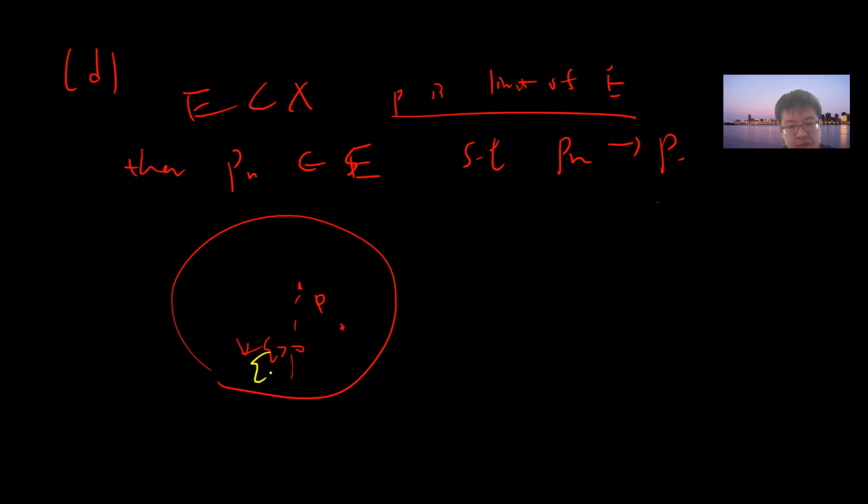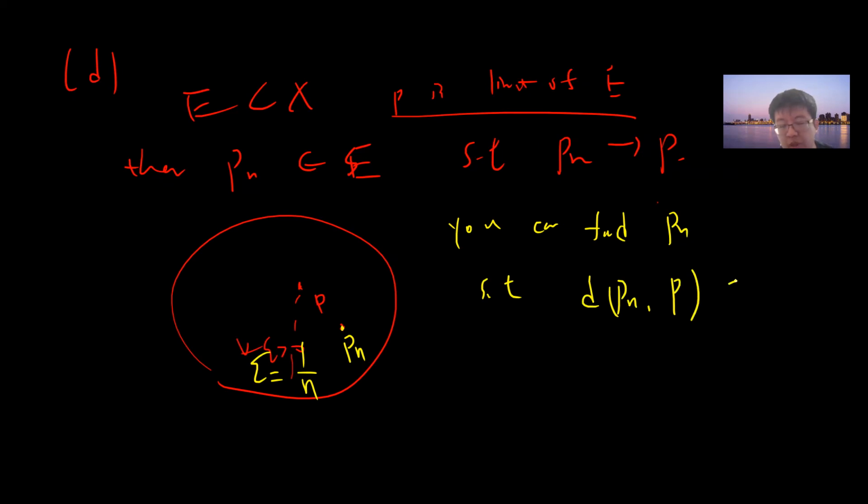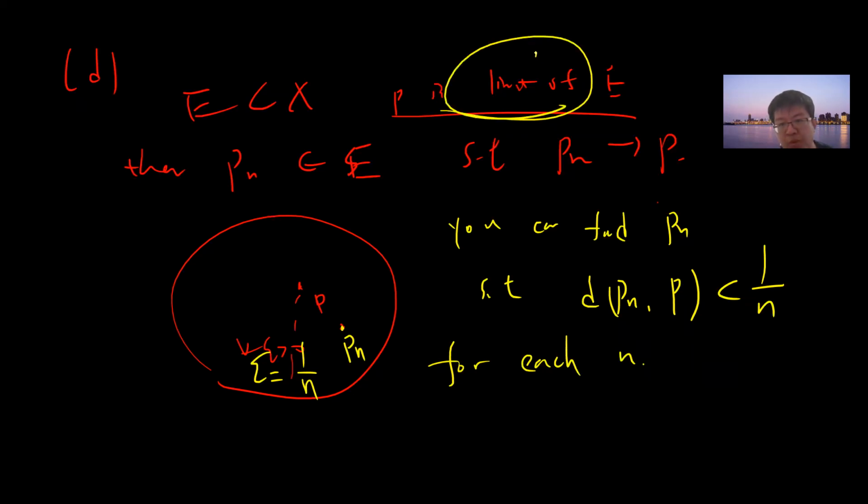So let's pick epsilon to be 1 over n. Then you can find P_n such that the distance between P_n and P is less than 1 over n, for each n. This is the property of the limit point.